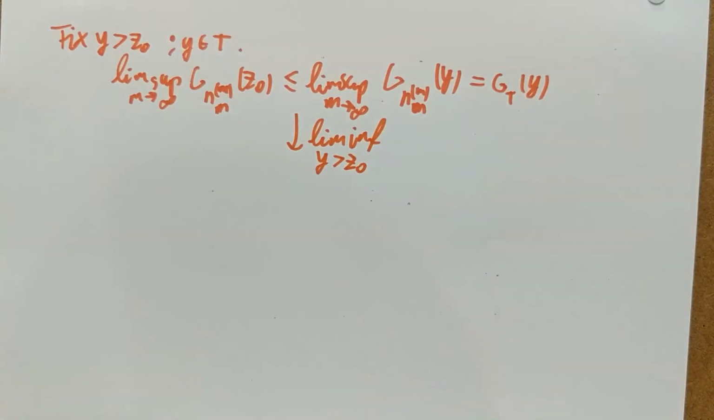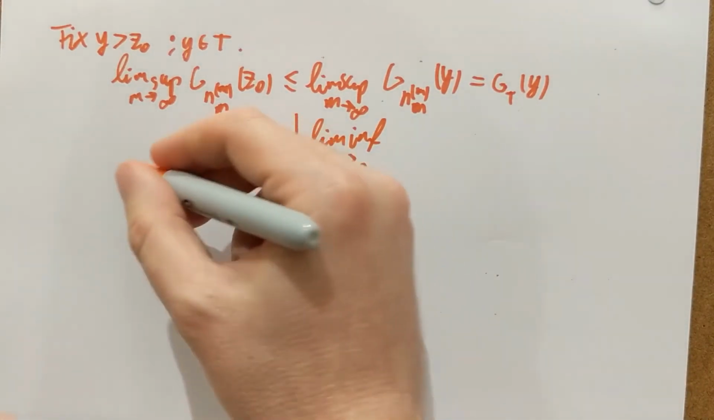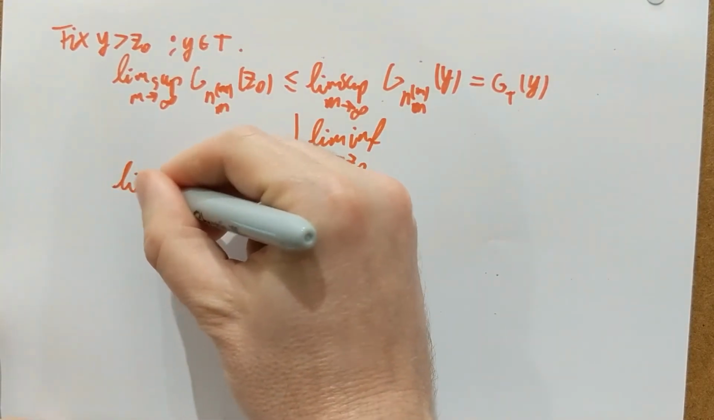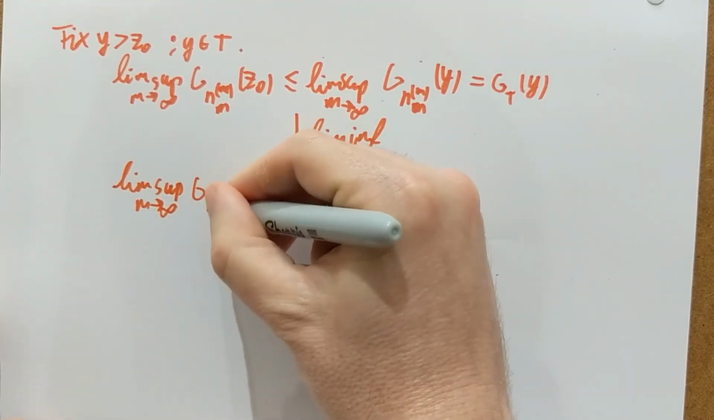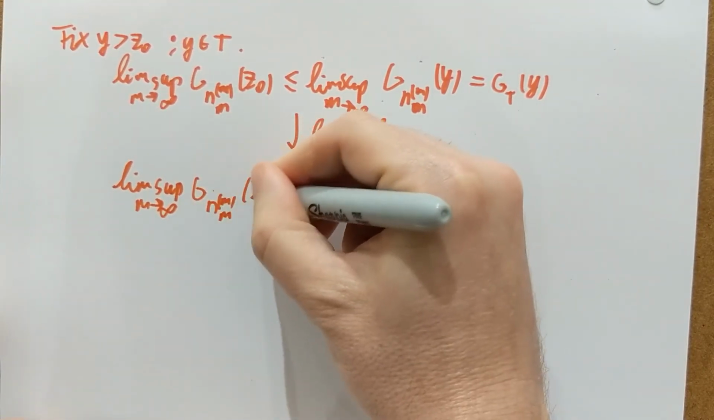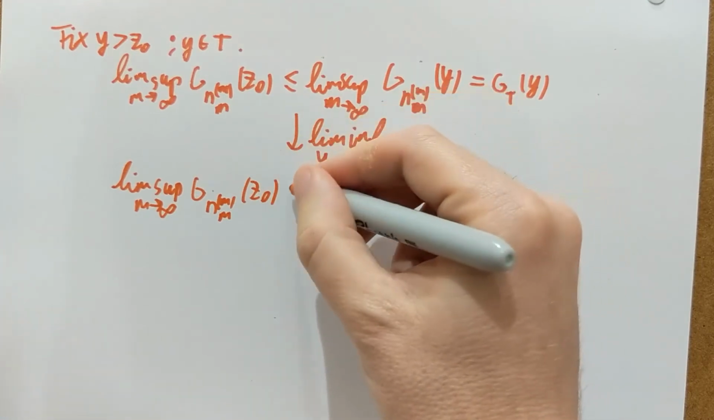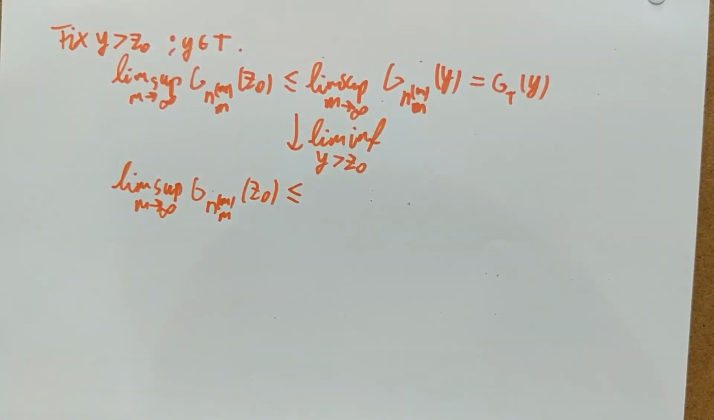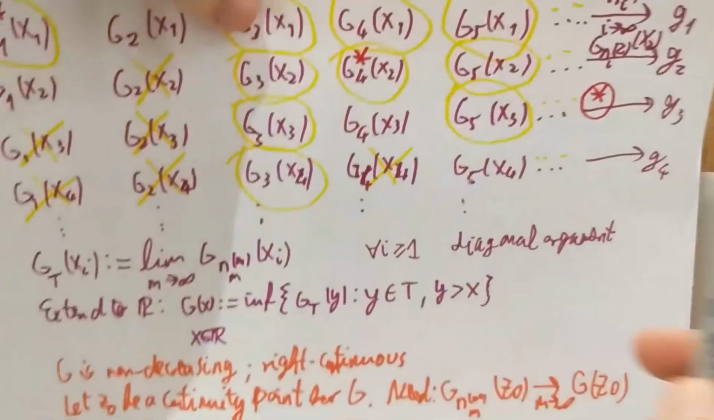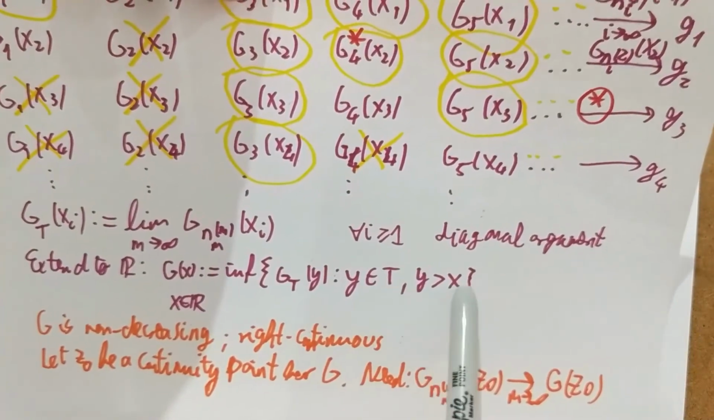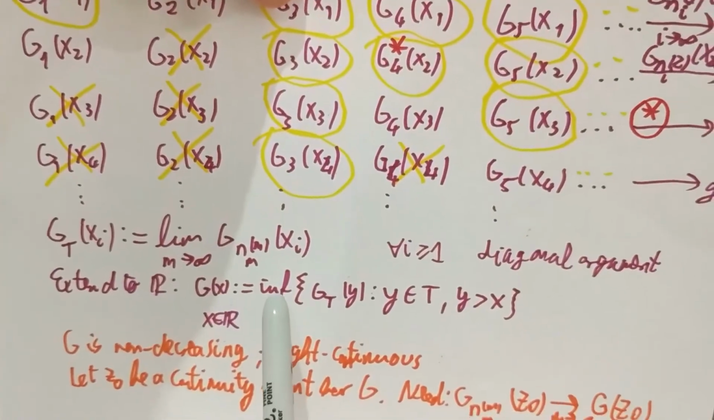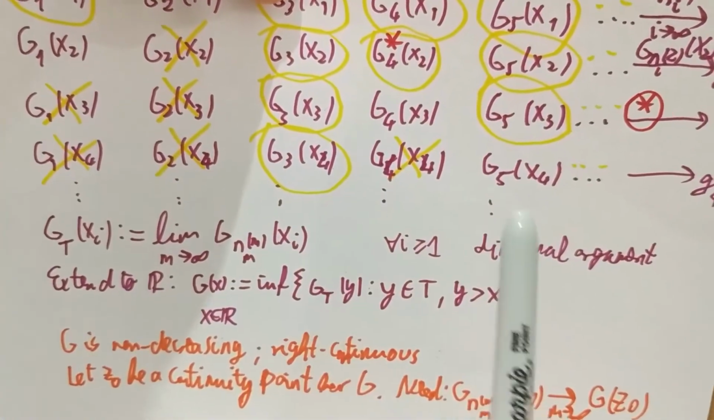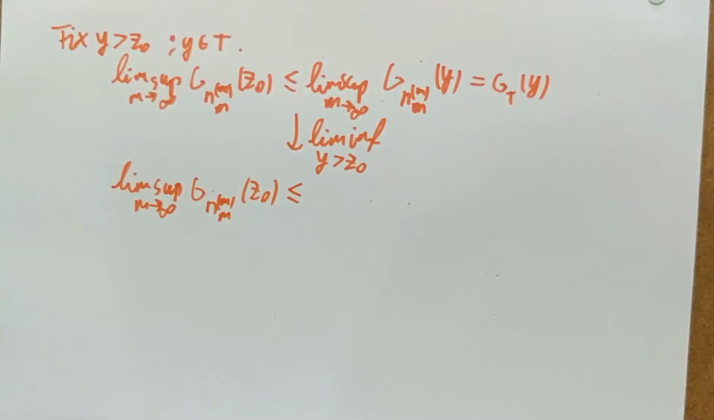The left hand side of course doesn't have Y in it, so it stays being who it was: lim sup G_{n_m} at Z naught. The right hand side, if I take a lim inf, then a lim inf over all Y's from T above X will actually give me G of my value. Whether it's inf or lim inf doesn't really matter because G is monotone, so you could actually replace the inf by a lim inf.